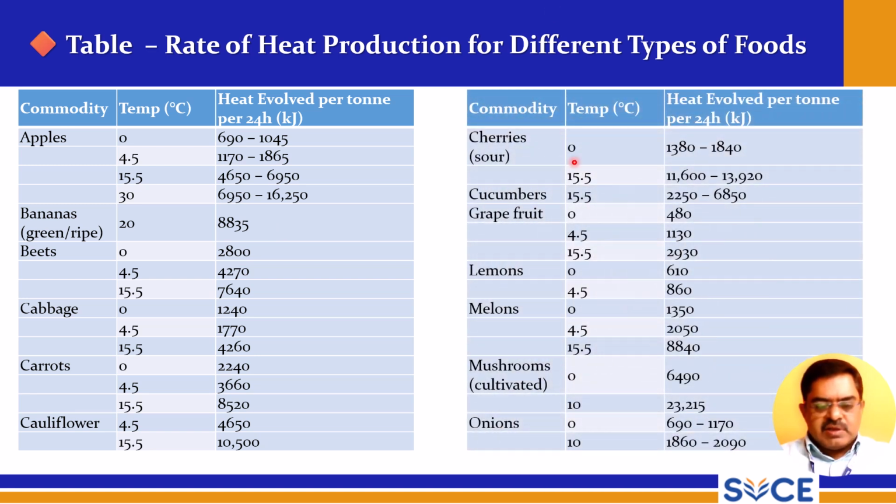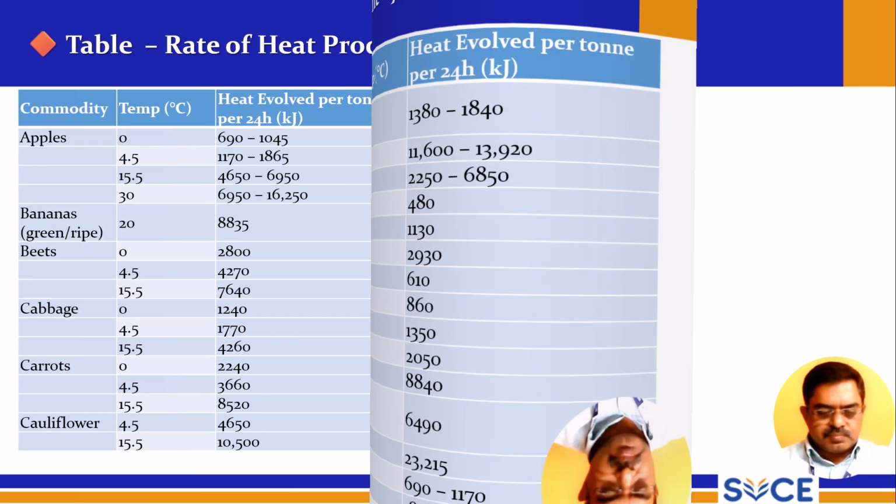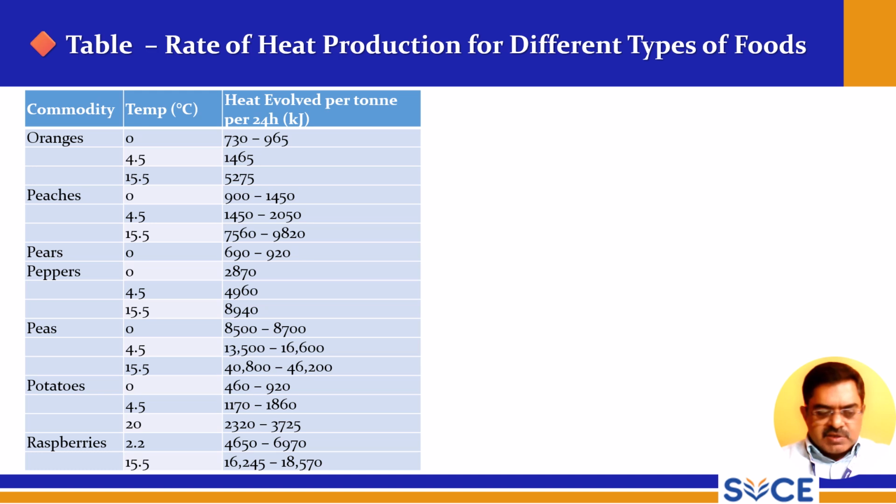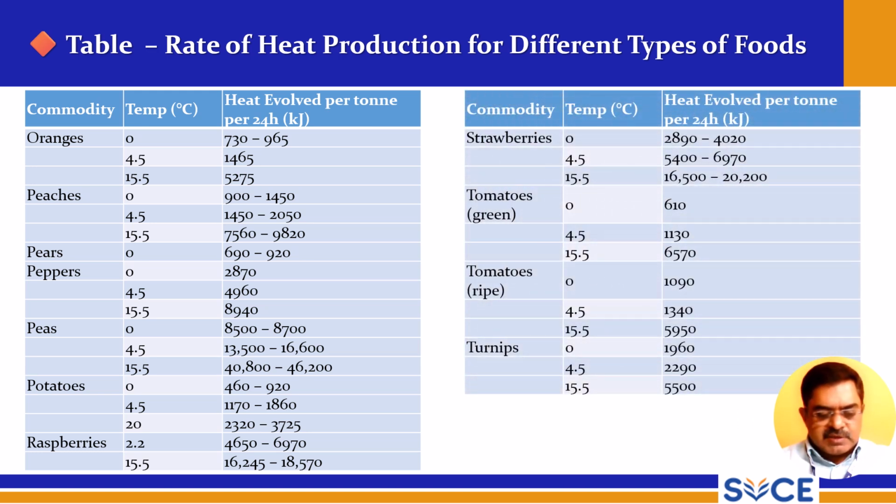So the next commodities are cherries, cucumbers, grapefruit, lemons, melons, mushrooms, onions. We have other commodities like oranges, peaches, pears, peppers, peas, potatoes, raspberries. We have strawberries, ripe tomatoes, and turnips.